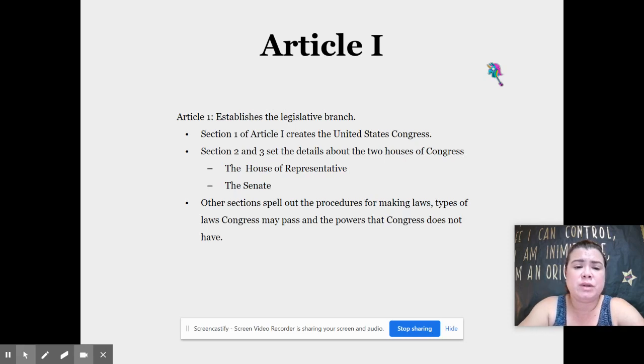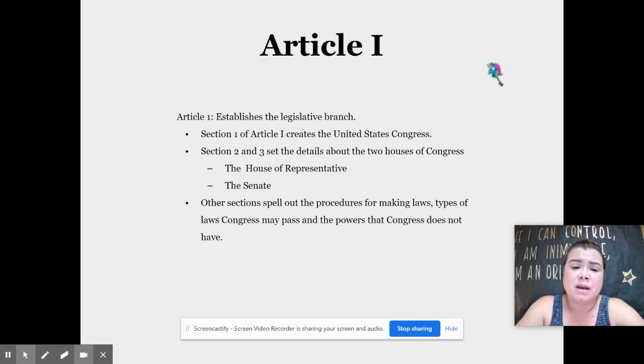Okay, so for the first article, we're going to really talk about how it establishes the legislative branch. So Section 1 of the article creates the United States Congress, and this Congress is made up of 2 houses. The first house is the House of Representatives. I like to shorten that to the HORS, H-O-R, as representatives of the population, and the Senate, which is representatives 2 per state, okay? In U.S. history, you discussed and learned about how they came up with the 2 houses and the bicameral Congress.